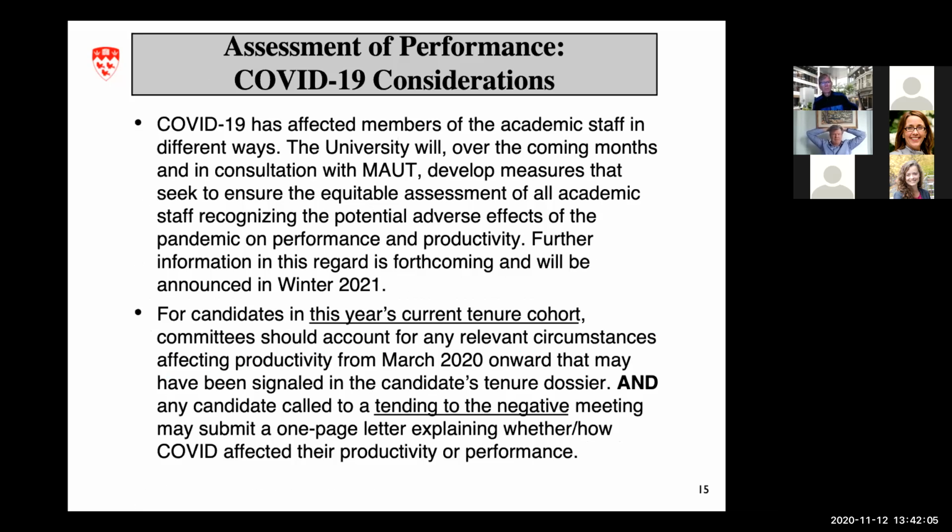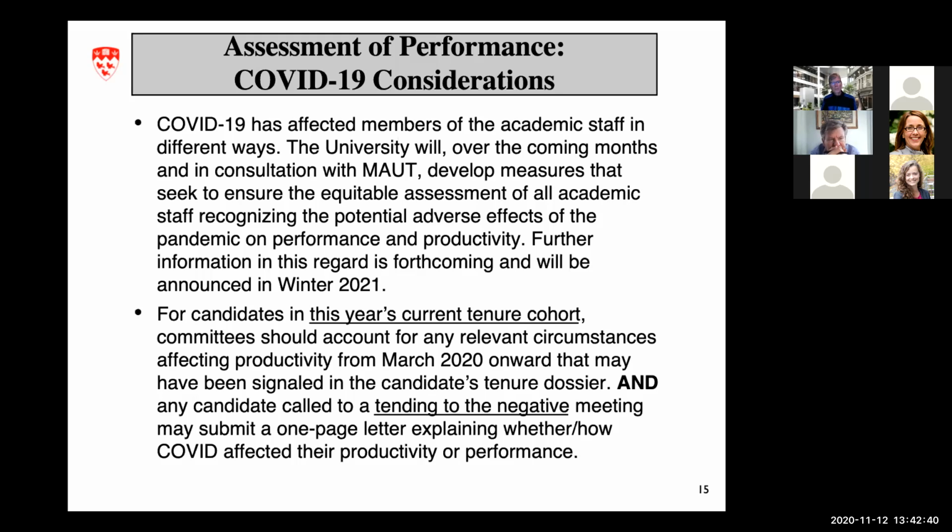Some people have asked us to talk specifically about COVID and its assessment on performance. So of course we have the 1 year extra that people can take with respect to their tenure time, if they feel that COVID had adversely affected their performance. At the moment, the university admin, so that's primarily me as well as a couple of deans, are working with MAUT to develop measures to help with equitable assessment in the time of COVID. And we're going to be releasing some guidelines in this regard early in the new year.